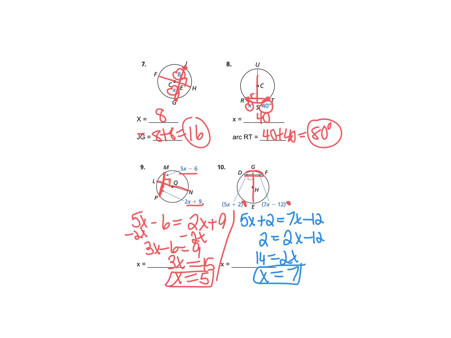So really, when we're looking at these, diameter and chord bisect each other, make it into equal pieces. So we're just going to set our equations equal to each other as we are doing this.